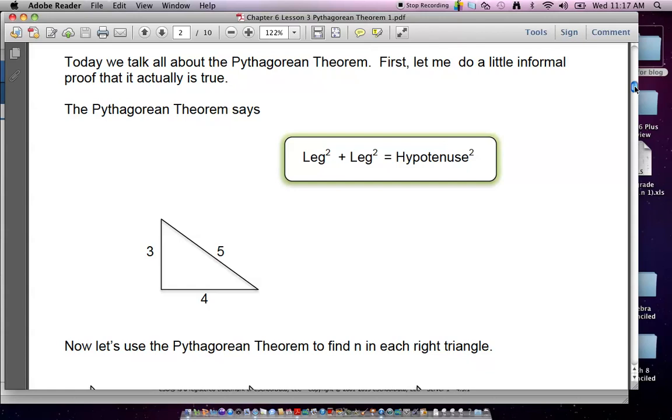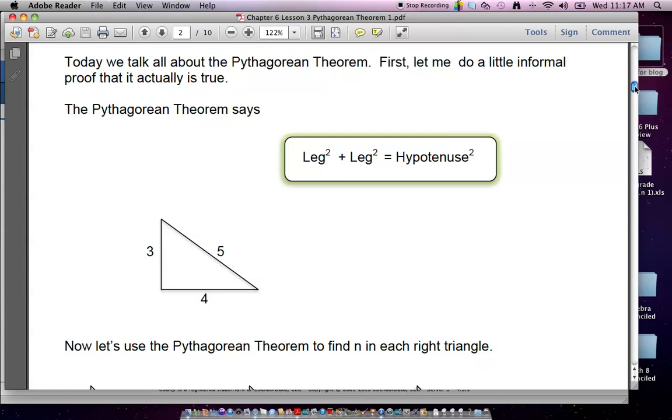And I have it in the box right here. It says leg squared plus leg squared is hypotenuse squared. And it's also known as a squared plus b squared is c squared. We'll talk about it in that form a little bit more later on. But I want you to understand what this theorem says. And notice it is a theorem. A theorem is proven. Everybody turn to the person around you and say, a theorem is proven.